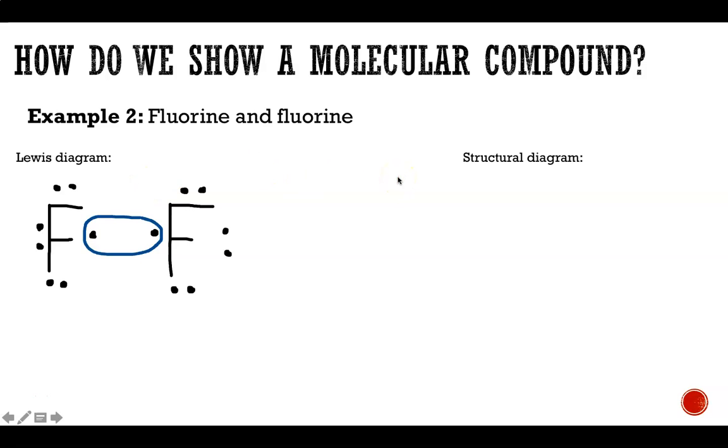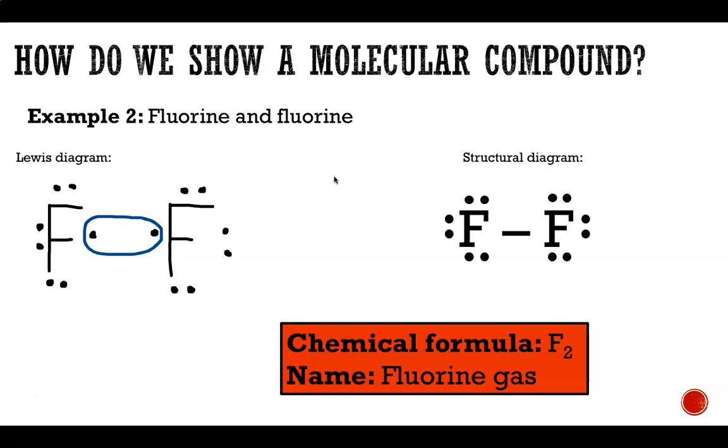There we go. Okay, and then the structural diagram, pretty much the same thing. We're just going to represent this bond with a straight line. So it looks like that. The chemical formula for this is F2, and whenever we have an element bonded to itself, we call that a gas. So this is fluorine gas, and if ever you're going backwards, if you're given the name and you have to draw it, if you see fluorine gas or oxygen gas or nitrogen gas, that means that you have that element bonded to itself.